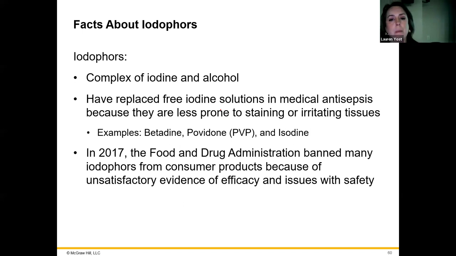Okay, so here we're talking about betadine, povidone iodine, and isodine. You guys have probably seen these and maybe didn't even know about it. If you've ever seen any patients get their antecubital region swabbed with a brown-orange color, that's iodine. They might use it for central lines as well.